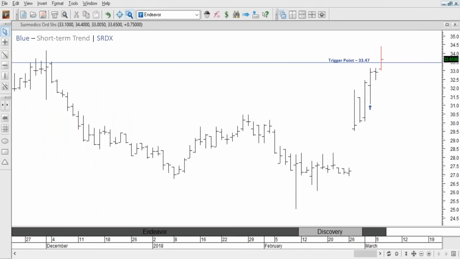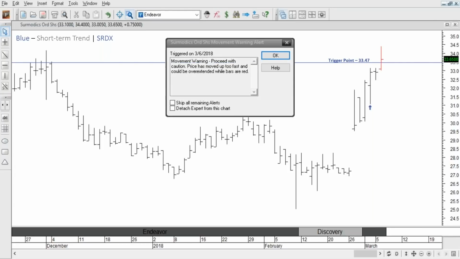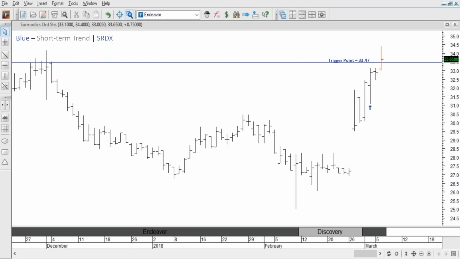The next day, price does take out the trigger point, but the bar turns red and you get another movement warning. Tells us that price has moved up too fast and could be overextended while the bars are red, even though we just entered the trade. So if you jumped into the trade, I would seriously consider getting out the next day, because price is telling us that although, yes, it did have the opportunity for a short-term trend, things change. After all, it's the stock market, and right now it's up one day and down the next.